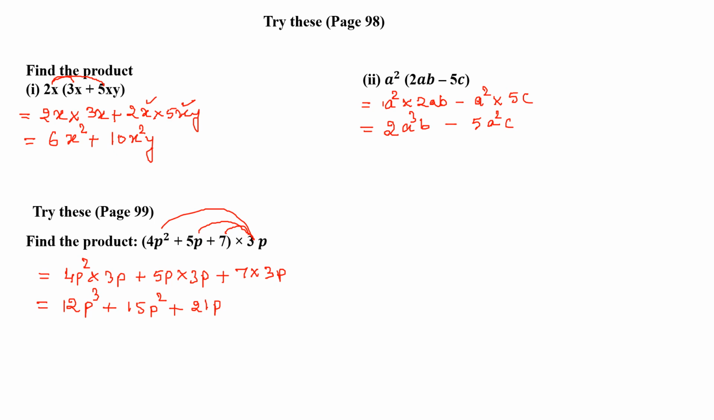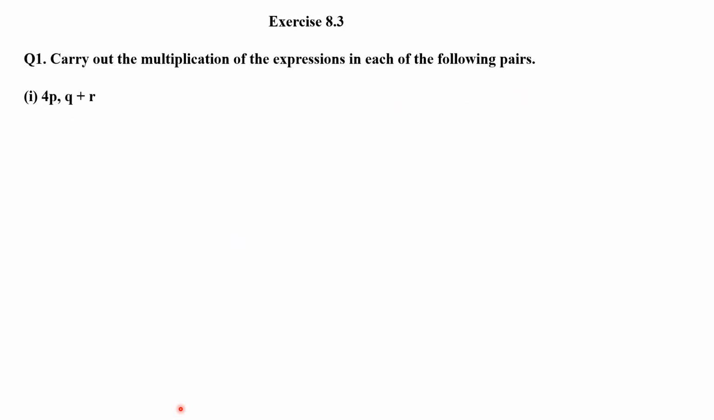Now next moving to exercise 8.3 question number 1. Carry out the multiplication of the expressions in each of the following pairs. So we have to multiply these expressions. So first is 4p multiplied with q plus r, where 4p is a monomial and q plus r is a binomial. So we have to multiply it like 4p multiplied with (q plus r), right, in a bracket because it is a binomial. It has more than one term.